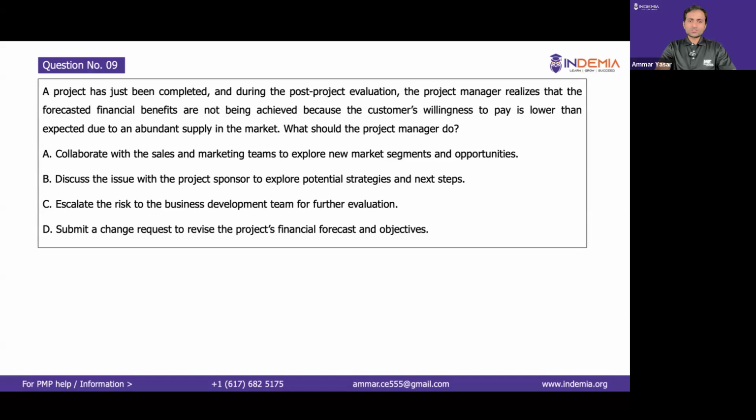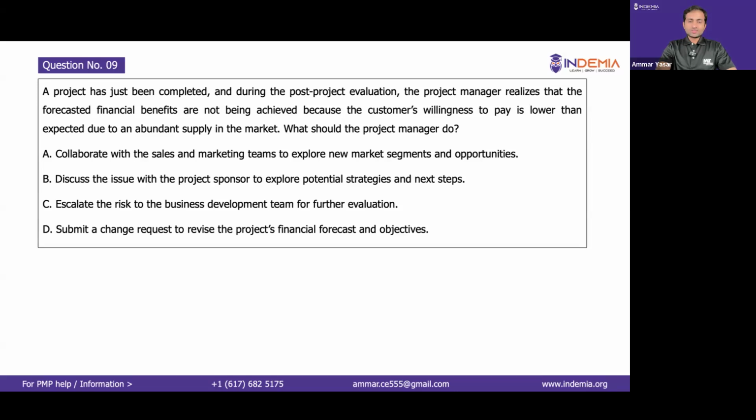Discuss the issue with the product sponsor to explore potential strategies and next steps. Again, sponsor is for guidance. Sponsor is for making the ultimate decision, or to get authority or approval. So first we need to do some analysis. Option C, escalate the risk to the business development team for further evaluation.